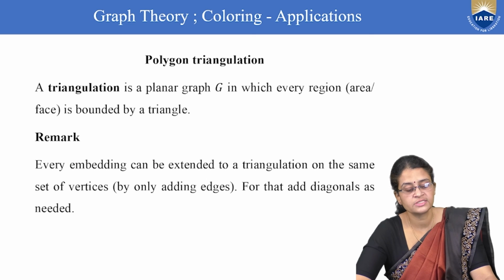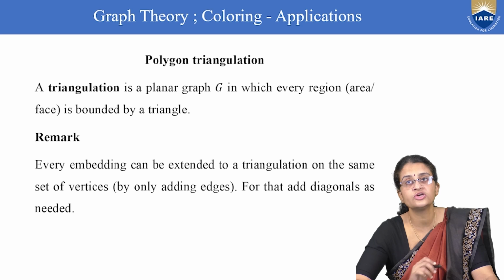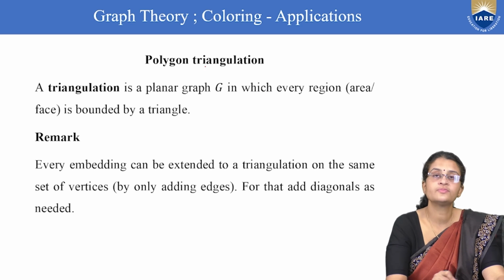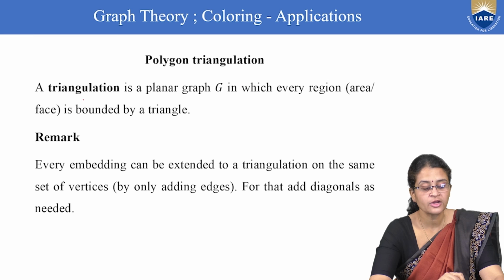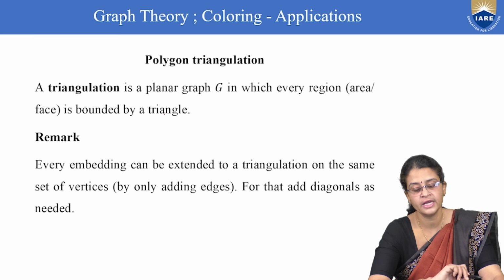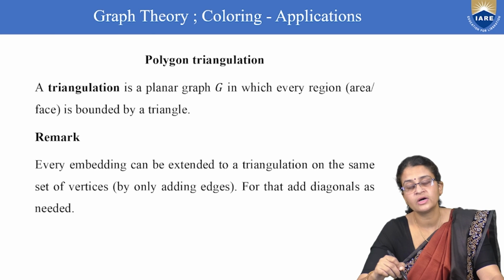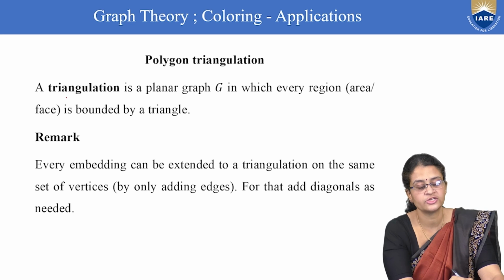Now we will see what is polygon triangulation. Triangulation of a planar graph G. A triangulation is a planar graph G in which every region is bounded by a triangle. So that is, if G is a planar graph, and if every region is bounded by a triangle, then it is said to be a triangulation.